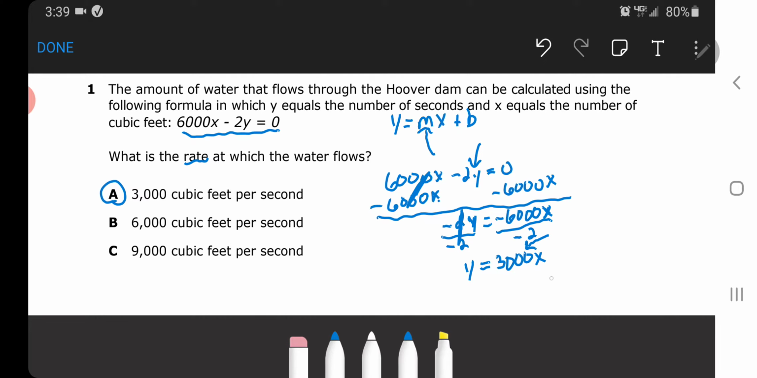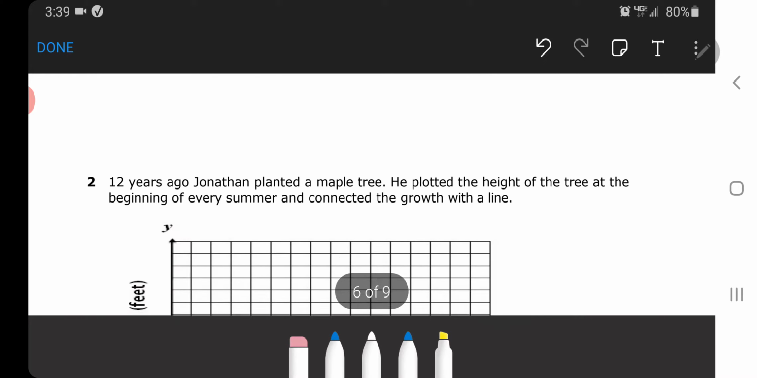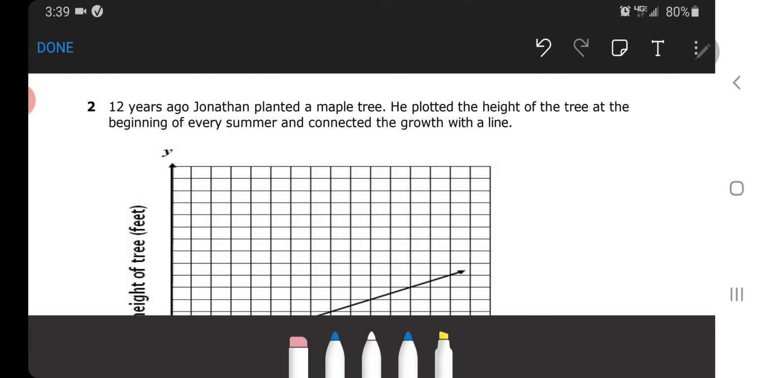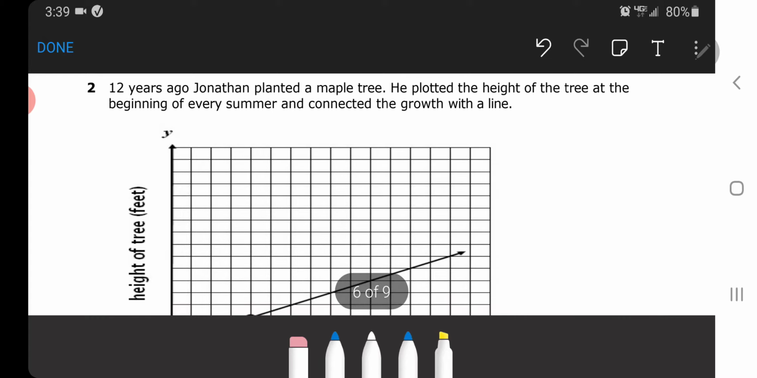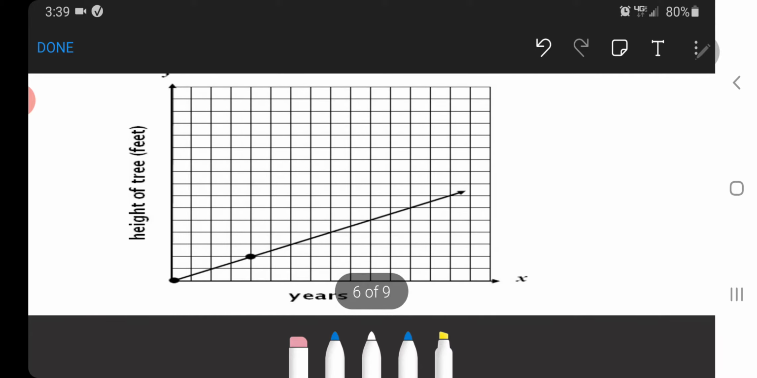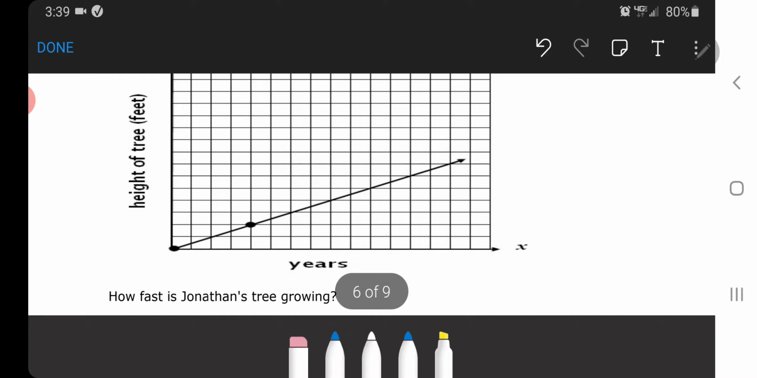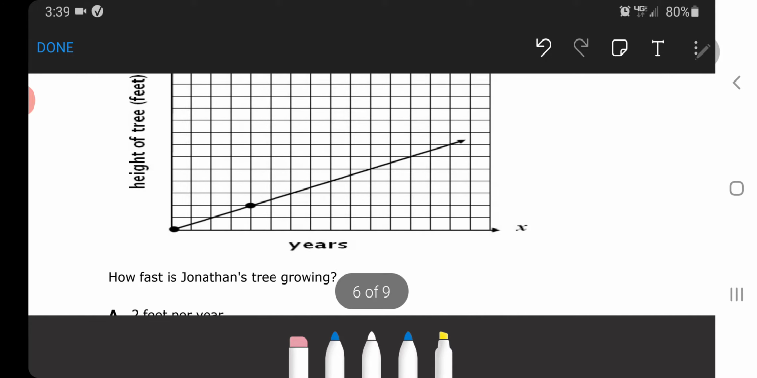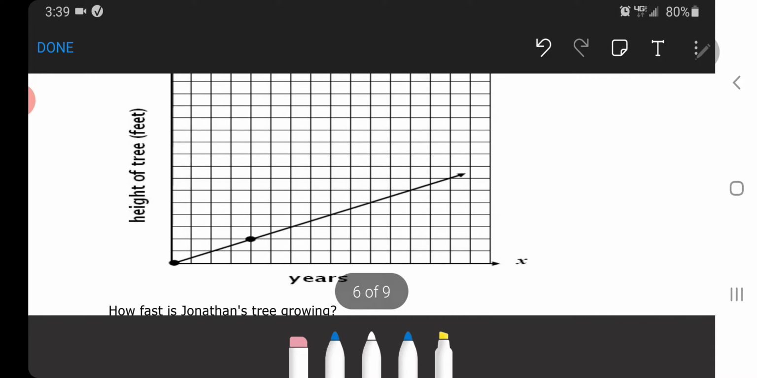All right, moving along. See what we got next. Let's see, we might have to scroll down after we read this, but it says 12 years ago, Jonathan planted a maple tree. He plotted the height of the tree at the beginning of every summer and connected the growth with a line. So this is our following graph. It asks us, how fast is Jonathan's tree growing? So once again, asking us for the rate of change.